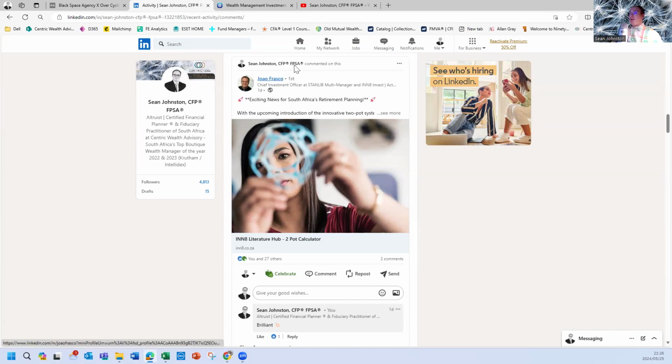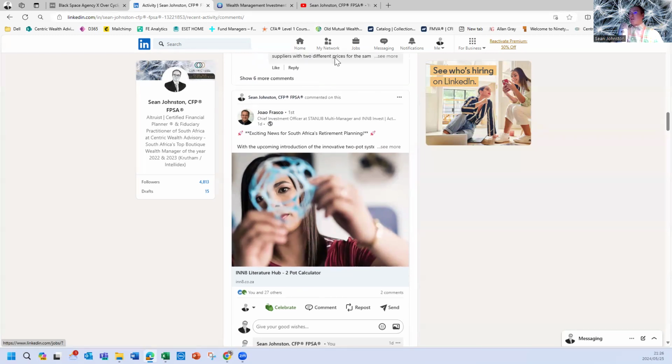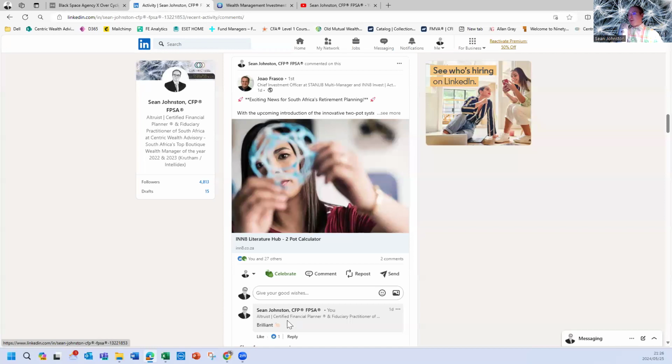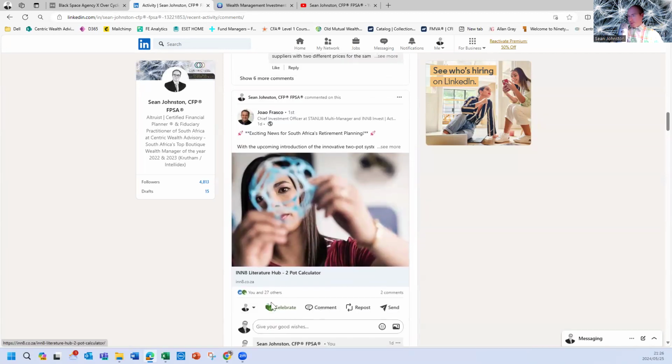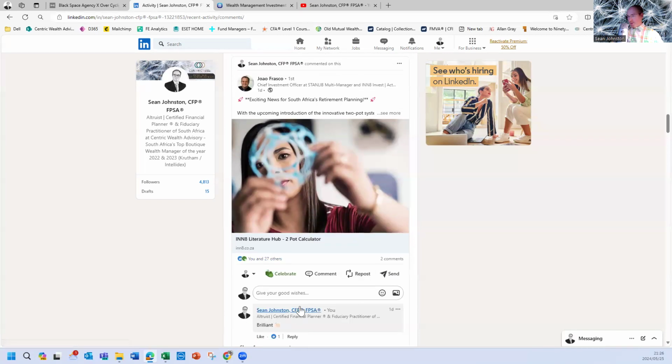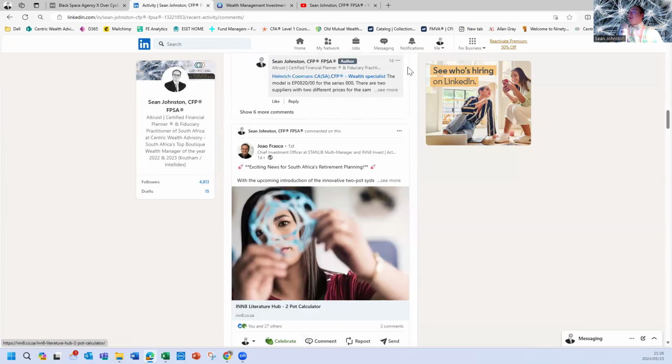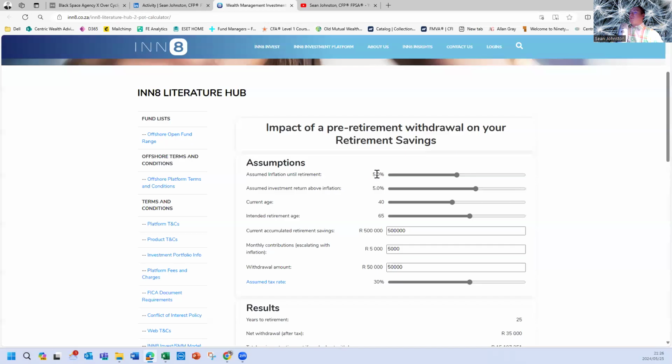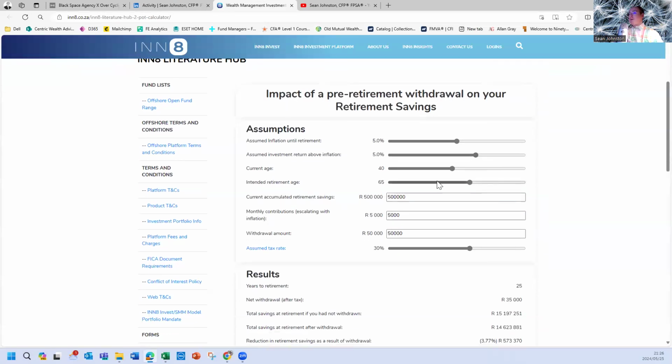He's an actuary and also a chartered financial analyst. He's got a string of qualifications. He shared this, which only got 27 responses. I replied with brilliant. Obviously, I do think it's brilliant. And I think this is a really useful calculator for people wanting to learn more about the two-part system with various scenarios.